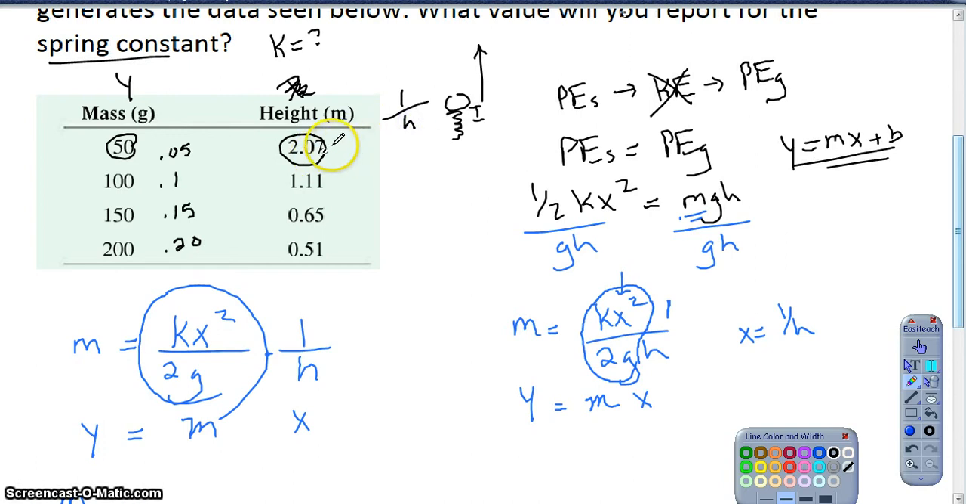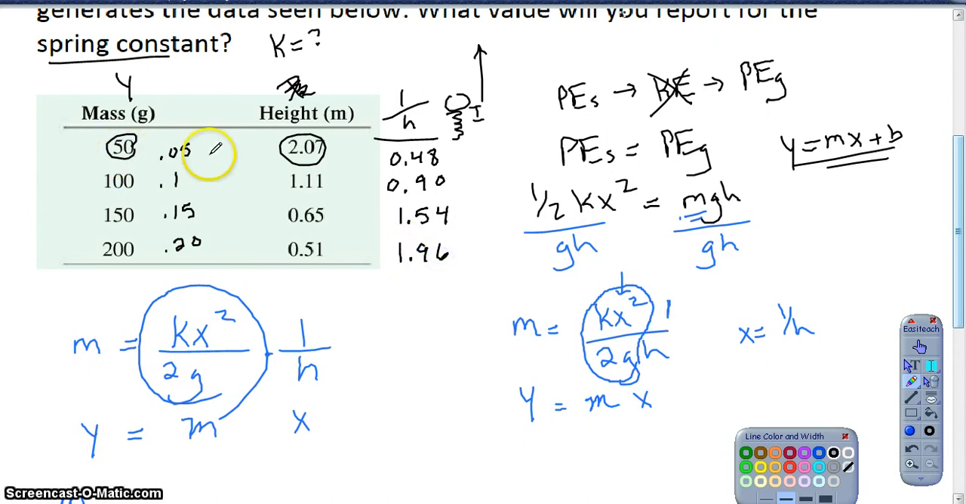So I'm just going to take each of these numbers and do 1 divided by that number. Right, so 1 divided by 2.07 ends up being about 0.48. 1 divided by 1.11 ends up being about 0.90. 1 divided by 0.65 ends up being 1.54. And 1 divided by 0.51 ends up being 1.96.